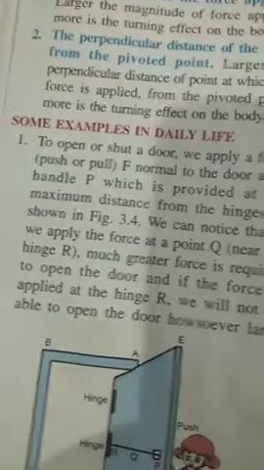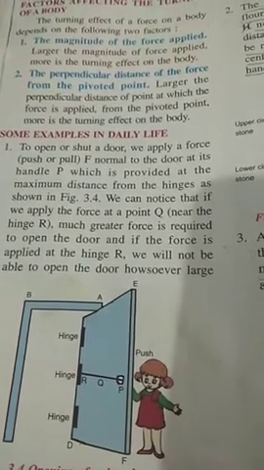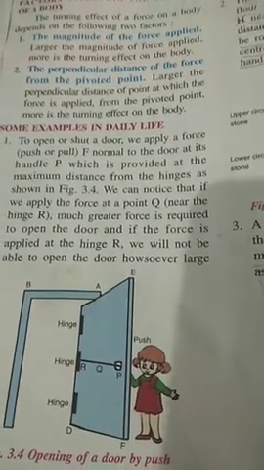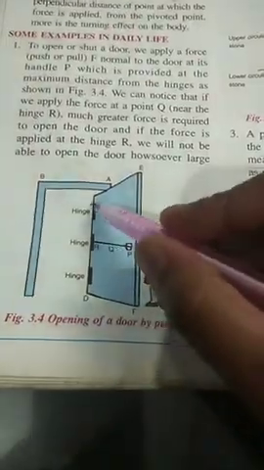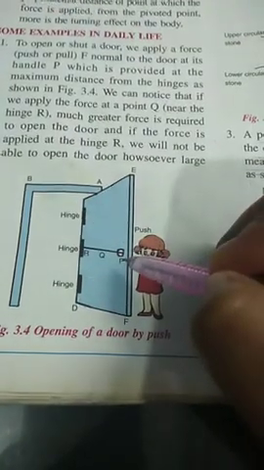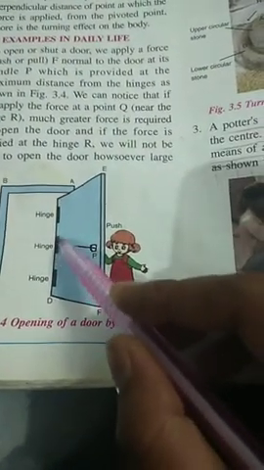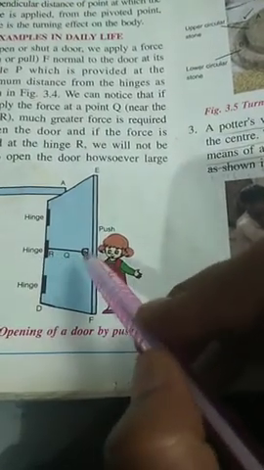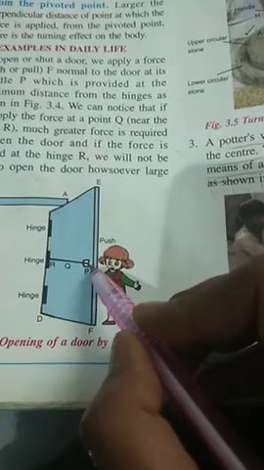Now we have some examples, our daily examples. The first example says, to open or shut a door, we apply force, which is called push or pull, normal to the door at its handle P, which is provided at the maximum distance from the hinges as shown in figure 3.3. Now you can see in this figure that these are hinges, meaning bolts with which this door is hung to the frame of the door. So this is working as a pivoted point. This is the center of this door, and the handle is provided for force to be applied.